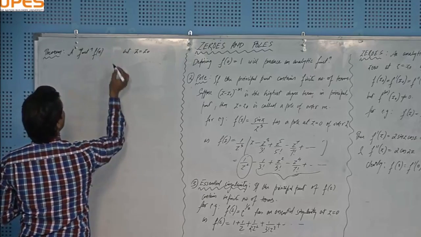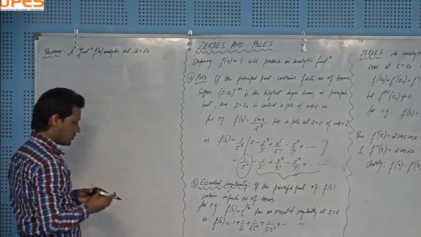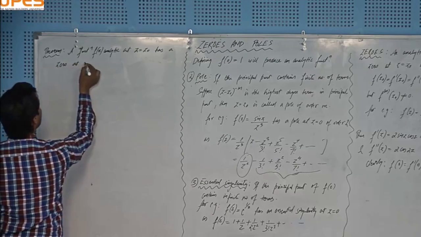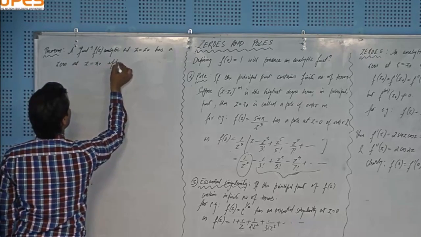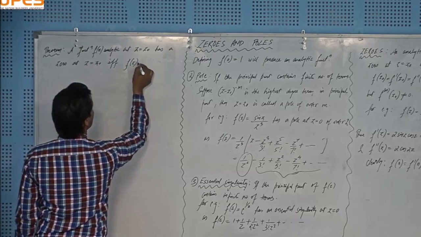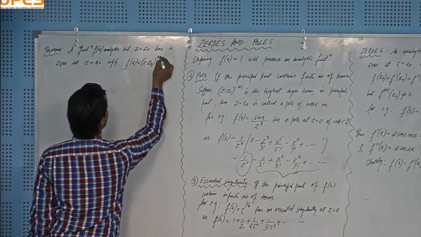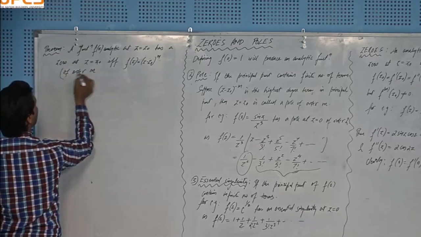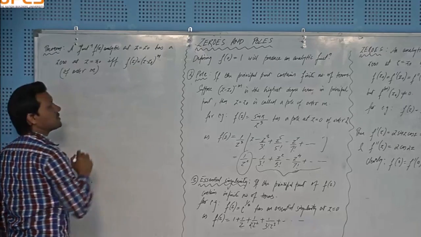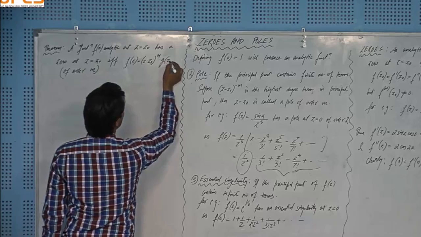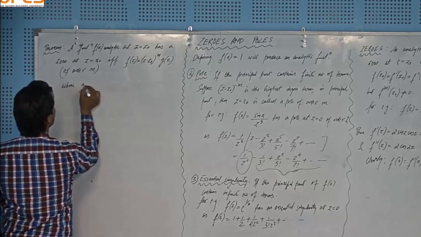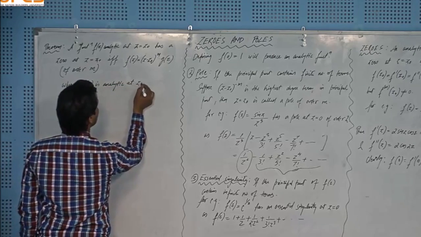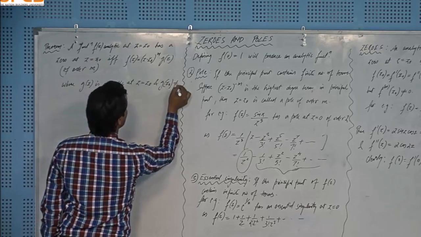A function f(z) analytic at z equal to z naught has a 0 at z equal to z naught of order m if and only if f(z) can be written in this form, (z minus z naught) to the power m, multiplied by some other function, let me write it as g(z), where g(z) is analytic at z equal to z naught and g(z naught) is not equal to 0.